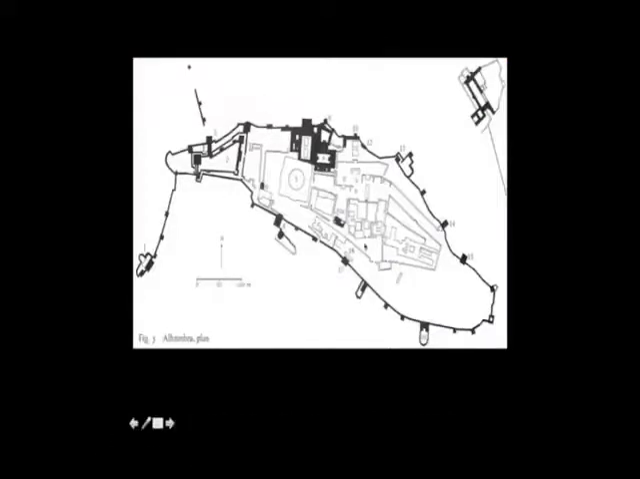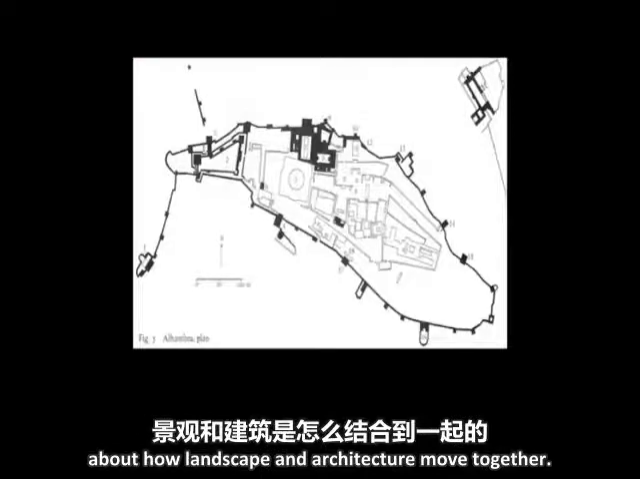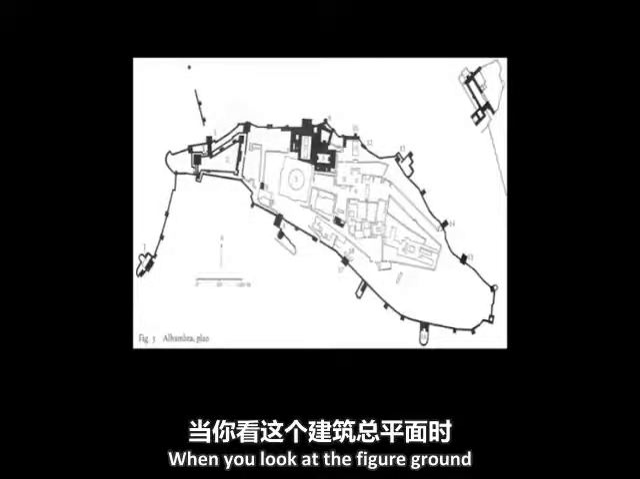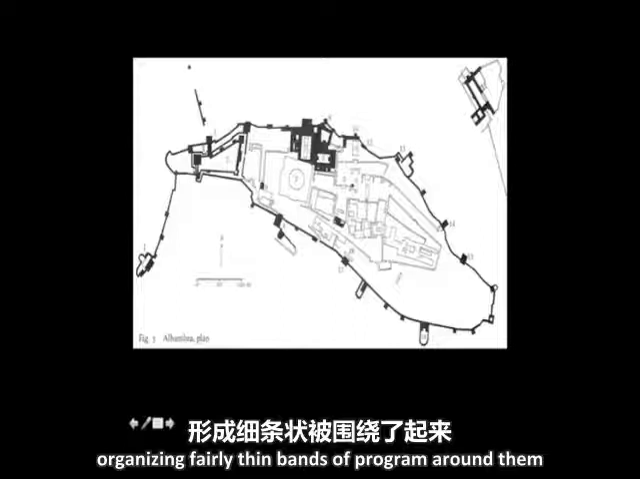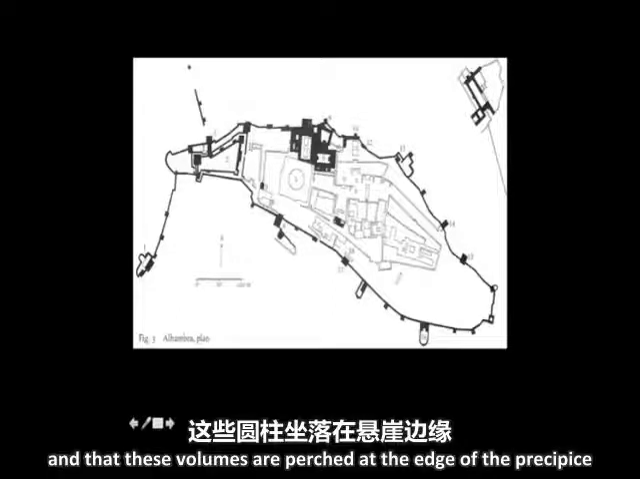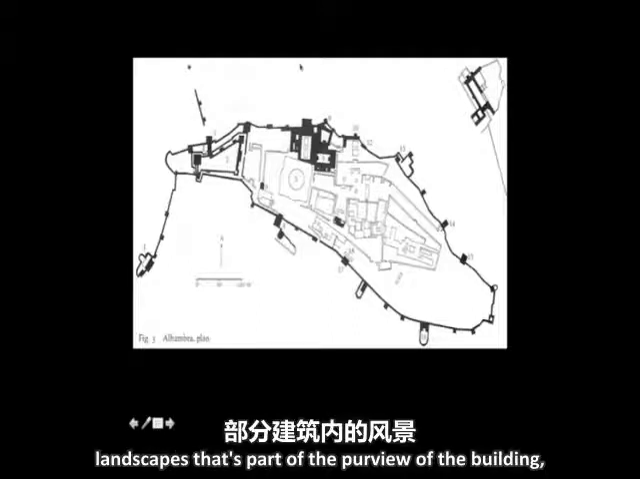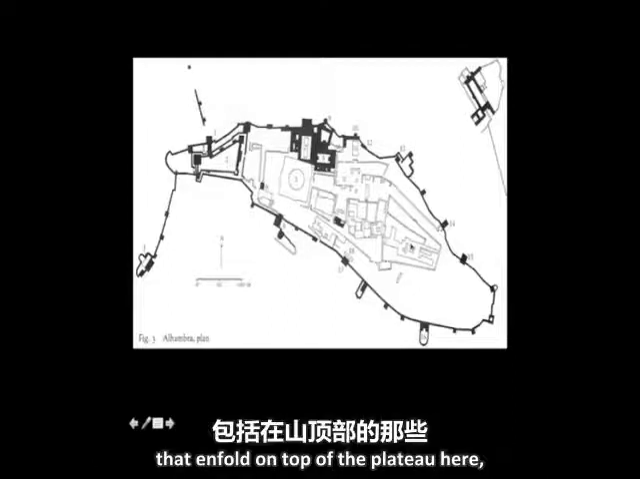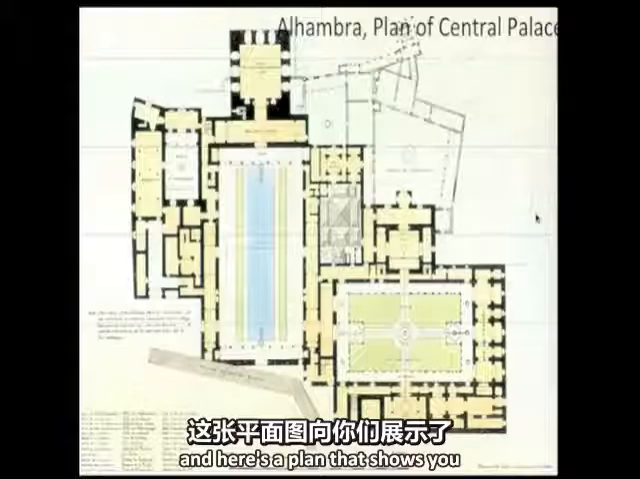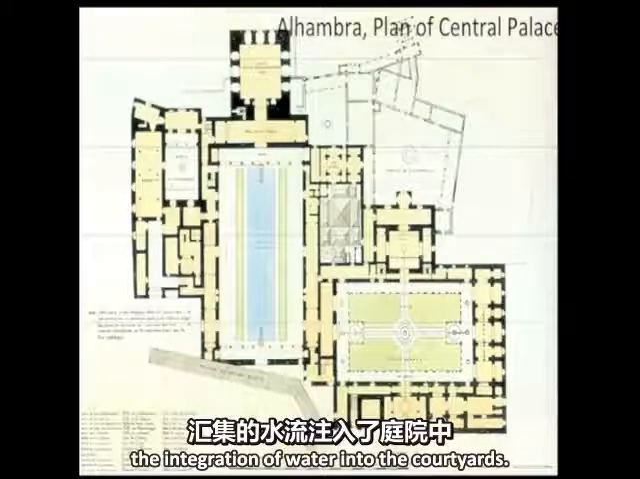And I think this figure ground probably helps illustrate the argument I was making about how landscape and architecture move together. When you look at the figure ground, you can see that really there are a number of courtyards organizing fairly thin bands of program around them, and that these volumes are perched at the edge of the precipice so that they can begin to get these kind of dramatic views and capture the surrounding landscape as part of the purview of the building, as well as the kind of near landscape of the gardens that unfold on top of the plateau here. And here's a plan that shows you the integration of water into the courtyards.